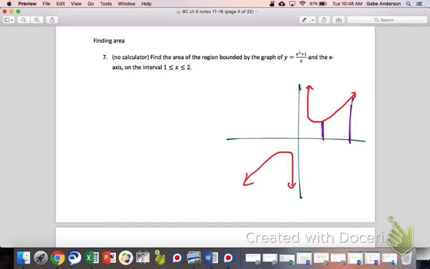It's maybe important to know that this is always above the x-axis. I mean, it didn't really give us room for interpretation, but that's how it is. So that is helpful. So we're looking for this area right here.